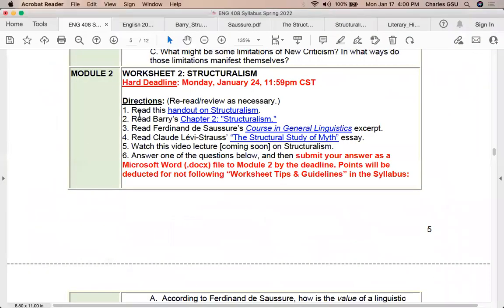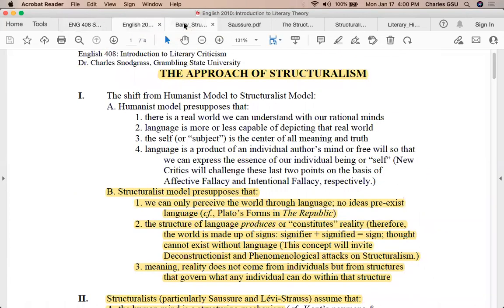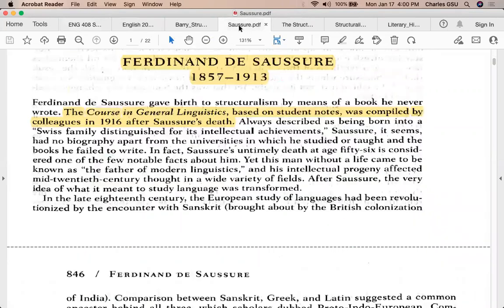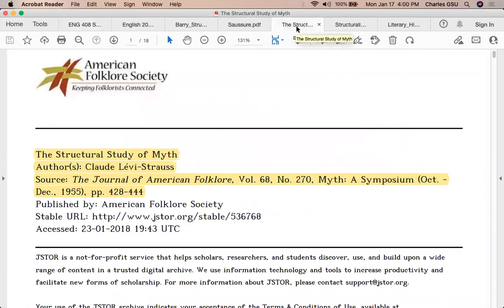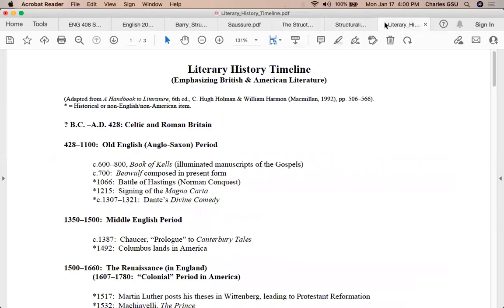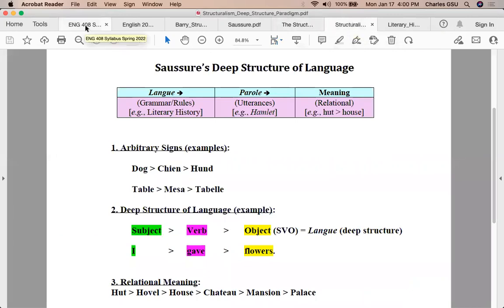Okay, so I'm going to proceed in this order here. It's pretty dense and intense reading. A lot of it is, again, kind of philosophical or philosophy based, so we need to cover some of that. So the handout, Barry's chapter on structuralism, Ferdinand de Saussure's excerpt from Course in General Linguistics, Lévi-Strauss's The Structural Study of Myth, and then a couple of helpful other documents. All right.